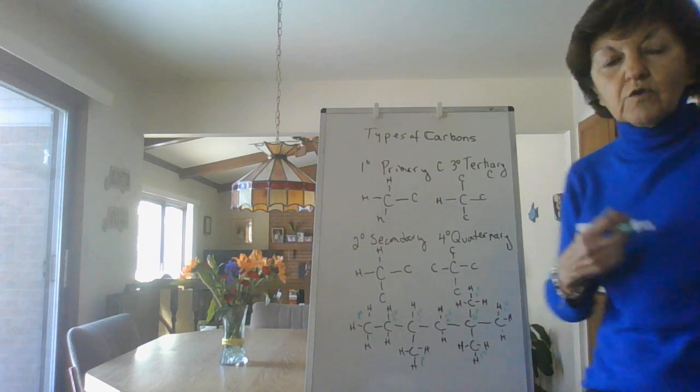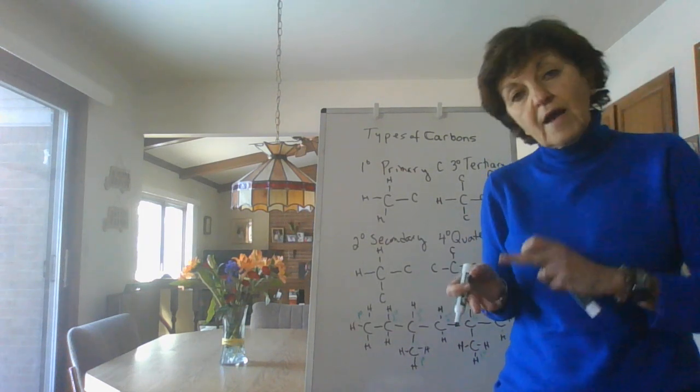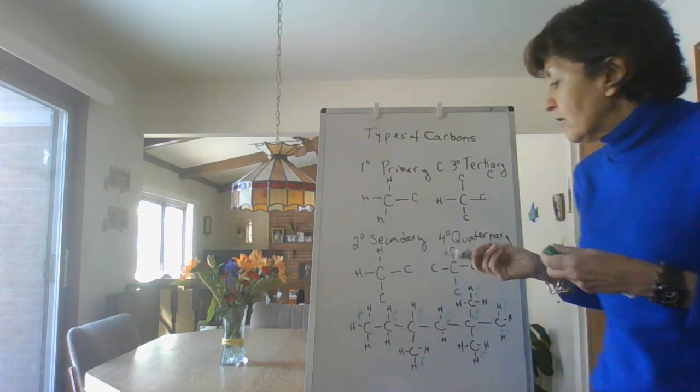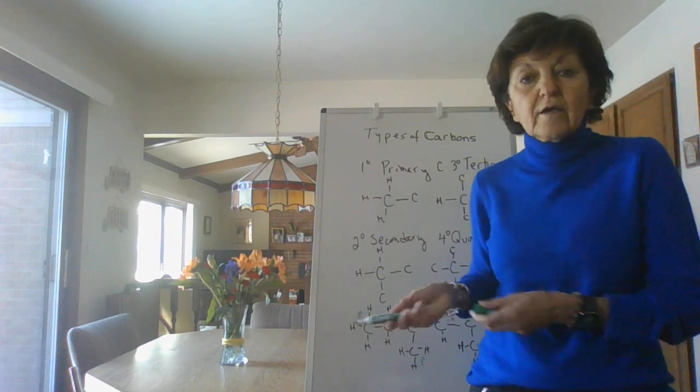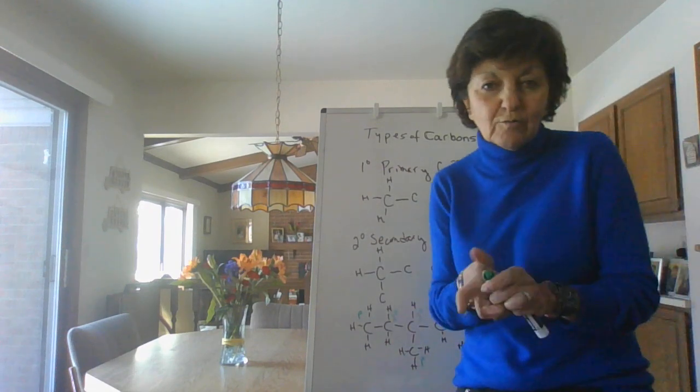Okay? So you need to be able to look at a molecule and determine how many primary carbons, how many secondary, how many tertiary, and how many quaternary. You should be able to do this with a line drawing or an expanded drawing. And there you go. Okay.